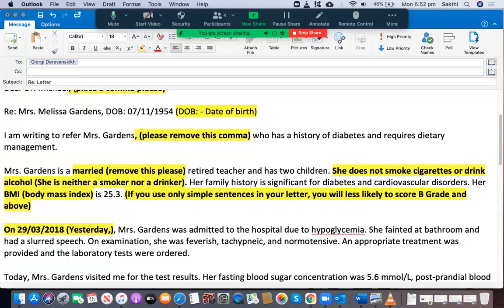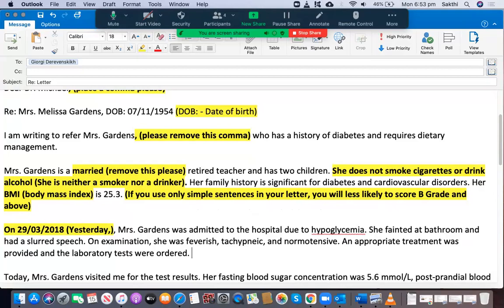Mrs. Gordons was admitted to the hospital due to hypoglycemia. That's okay. She fainted at bathroom and had a slurred speech. On examination, she was feverish, tachypneic, and then normotensive. An appropriate treatment was provided and the laboratory tests were ordered.